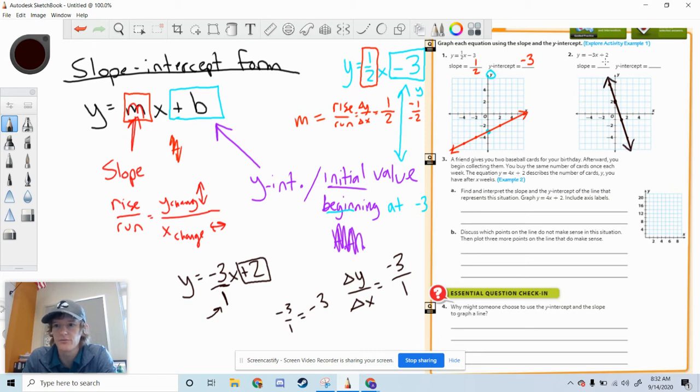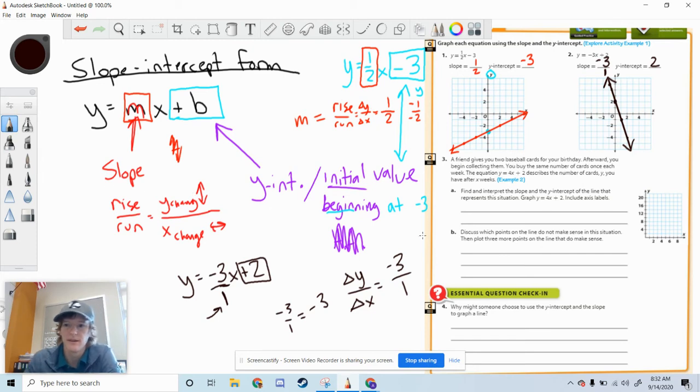There really are only 2 steps for this: figure out where you start and follow your slope. And I'm going to even put this negative 3 over 1 as a fraction so that I remember it's rise over run. It's my negative 3 over to the right 1.